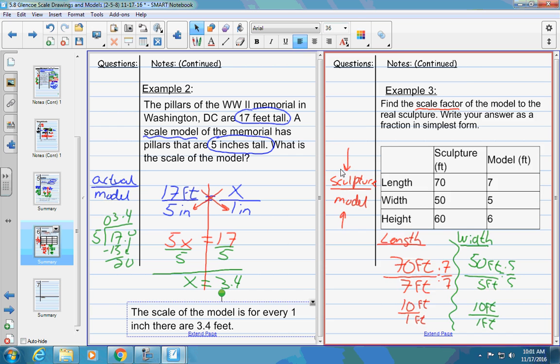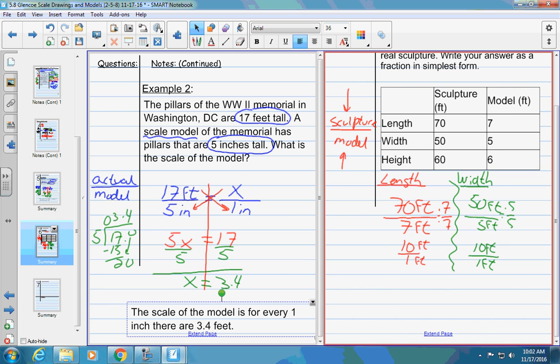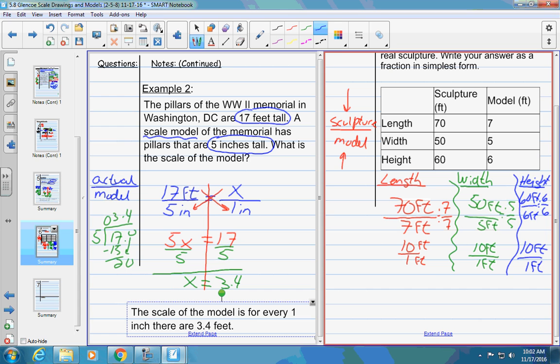But let's try one more. We got to make sure that this height also maintains the same scale. And we got our height, it's going to be 60 feet over 6 feet. They have a 6, we're going to make that unit rate. We got 10 feet over 1 foot, and again, that means the scale factor is the number 10.